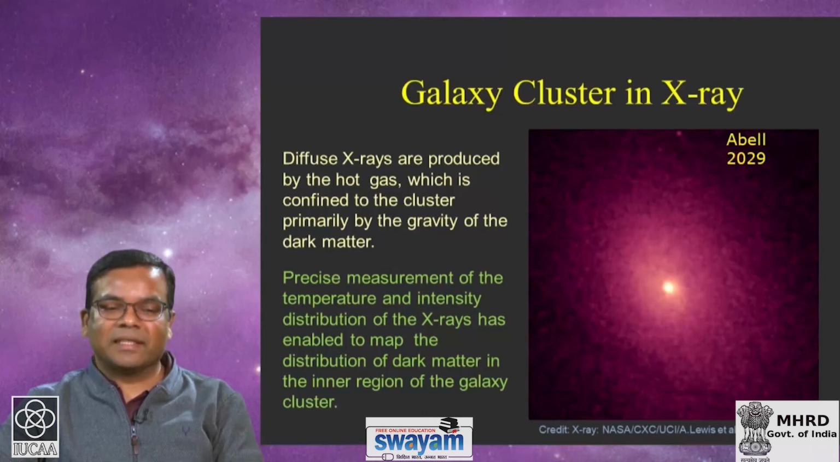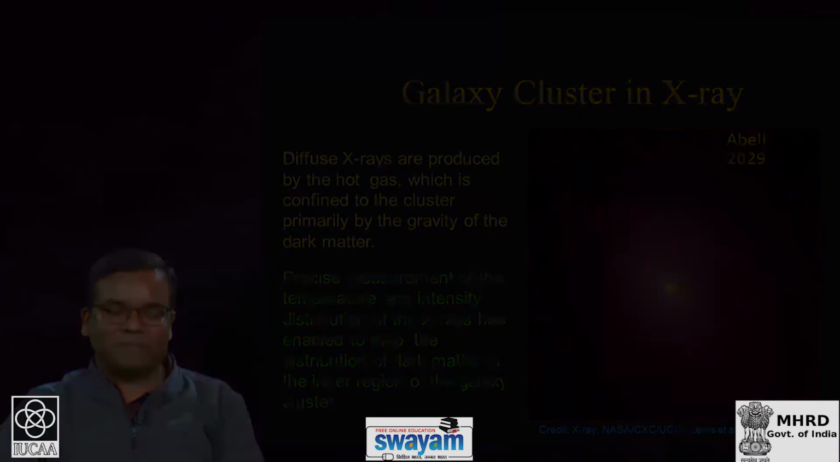So, the diffuse X-rays are produced by hot gas in the cluster. This hot gas is essentially confined to the cluster primarily by the gravity of dark matter. With the observed X-ray radiation, one can measure the temperature of this gas, and therefore, one can find the depth of the gravitational potential and the total amount of matter, and this is how one infers the presence of dark matter in the inner regions of the galaxy cluster.